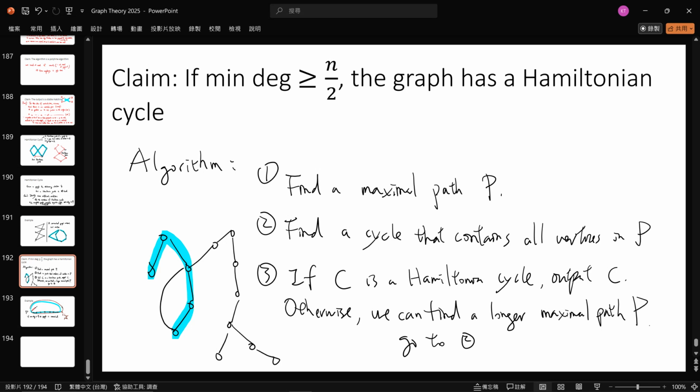So let's continue. This algorithm has 3 steps. The first step is always doable, because all you need to do is to find a maximal path, which is easy. And the third step is always doable if the minimum degree is at least n/2.